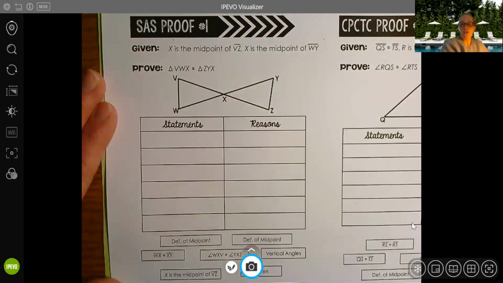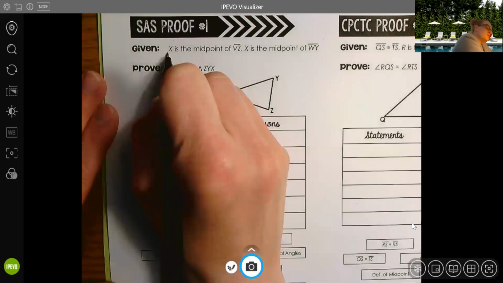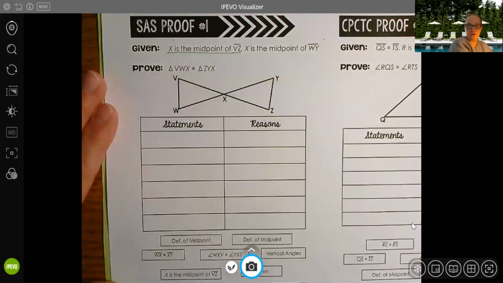So label the picture. So it says X is the midpoint of VZ and X is the midpoint of YW. I can't label anything. We know midpoint is going to split it into two congruent parts, but that's not what this tells us. We'll talk about that tomorrow, like I said, when we finish it. So I'm just going to write that down as my first statement, and then given as my first reason.